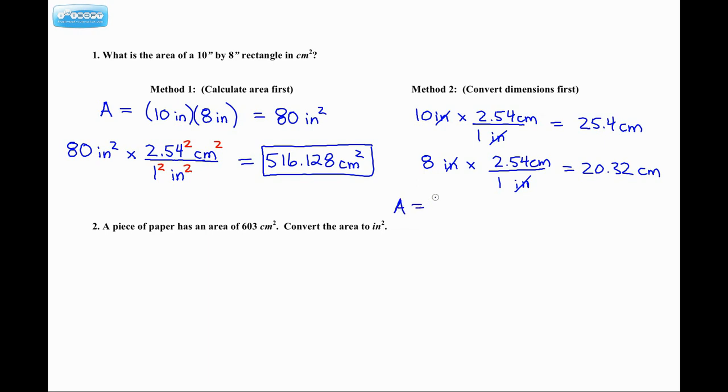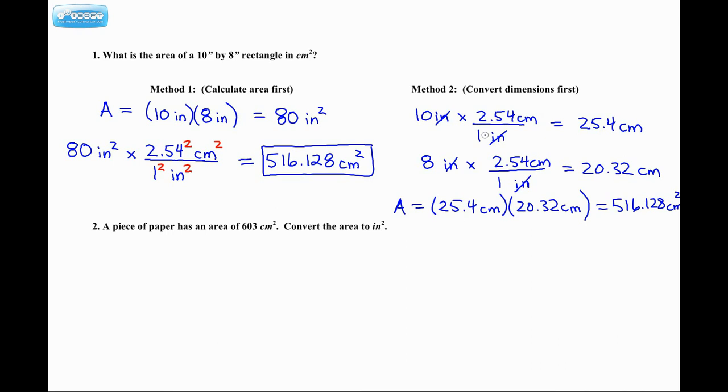So the area would just be 25.4 centimeters times 20.32 centimeters. There we go. And I get, well, surprise, surprise, exactly the same thing, 516.128, but I'm now in centimeters, running out of room here, squared. Okay? So I get the same answer.